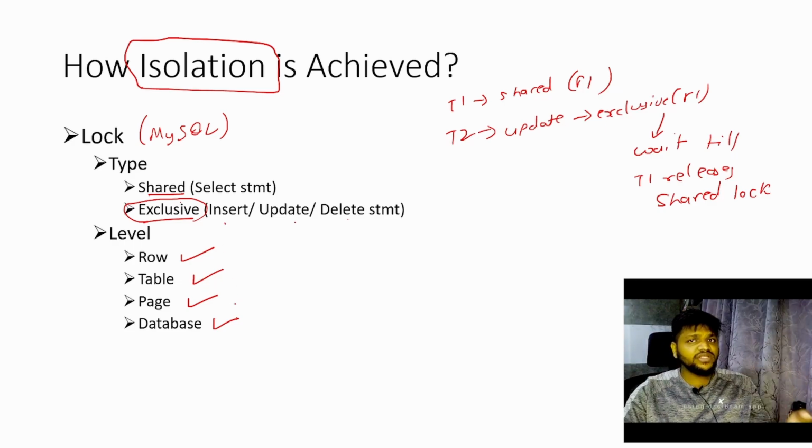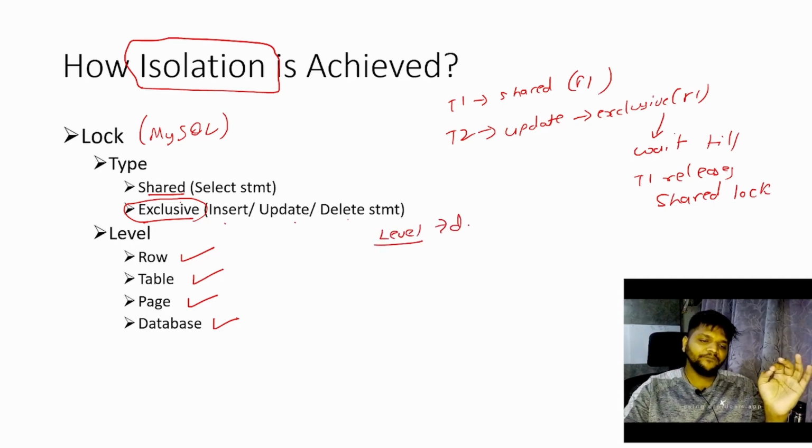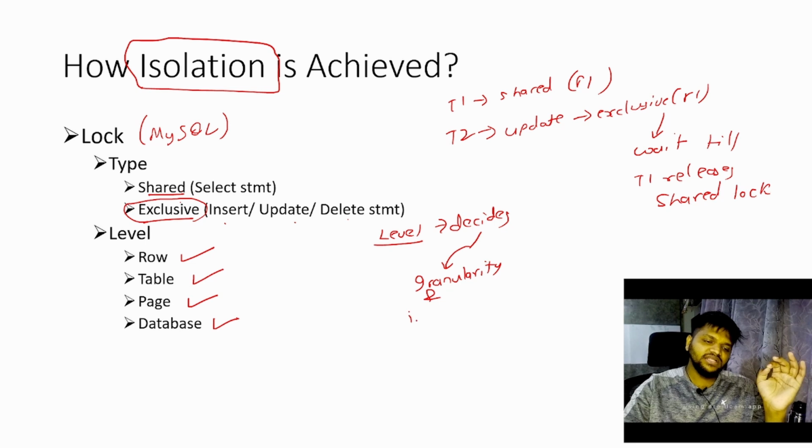As and when you increase these levels, there are two things. The most important thing that you need to understand is what the level decides. The level decides granularity and increased performance. The more granular the level at which you take a lock, the more your performance is.